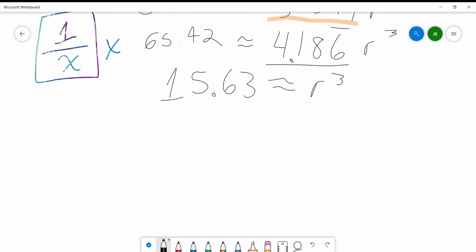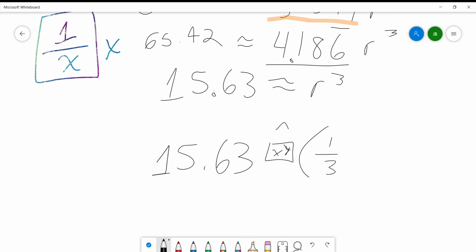So on your doohickey, you're going to have 15. Why did it do that? I feel like Brooks is somehow messing with my touch screen again. No, I don't want that. No, stop. 15.63. If yours has a caret, do the caret. Mine has x to the power of y on it. X to the y. And then you can do parentheses 1 divided by 3, or 1 fraction 3.